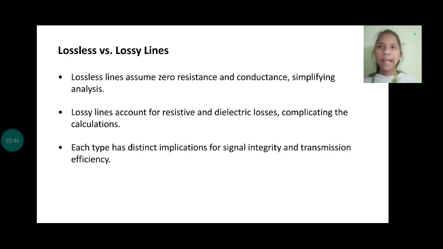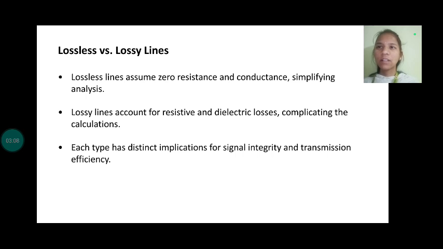Lossless versus lossy lines. A lossless line assumes zero resistance and conductance, simplifying analysis. Lossy lines account for resistive and dielectric losses, complicating the calculations. Each type has distinct implications for signal integrity and transmission efficiency.